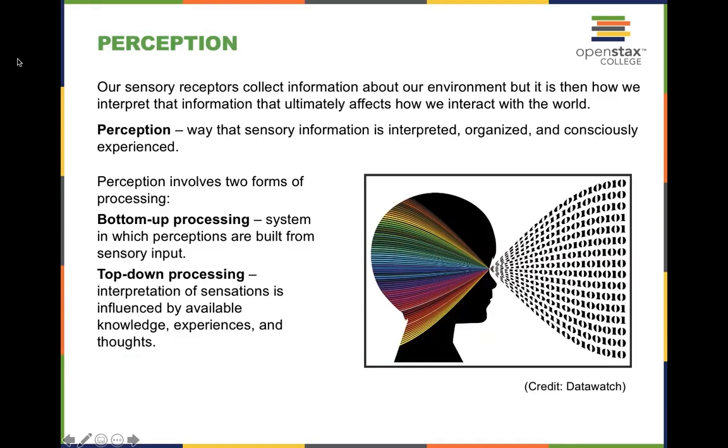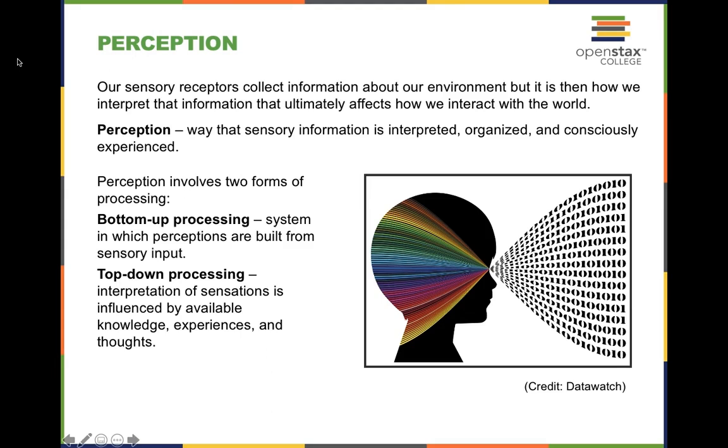Okay. Moving forward, we've got perception. Like I said, we can't have sensation without perception. Perception is the way that sensory information is interpreted, organized, and consciously experienced. So we get that information, but your perception is going to vary from person to person. And I'm going to test that on you here in a little bit.